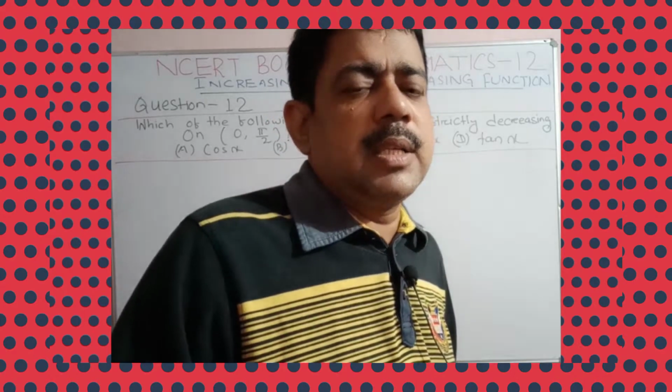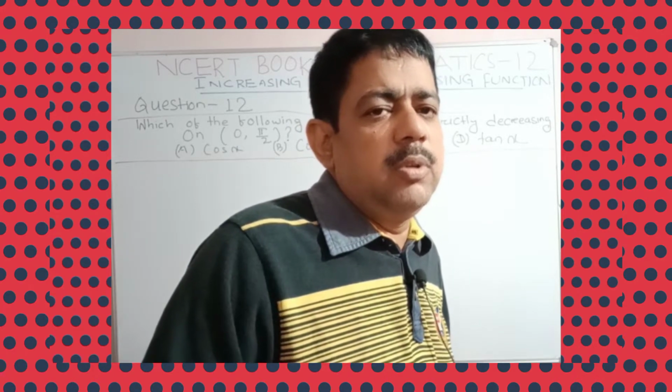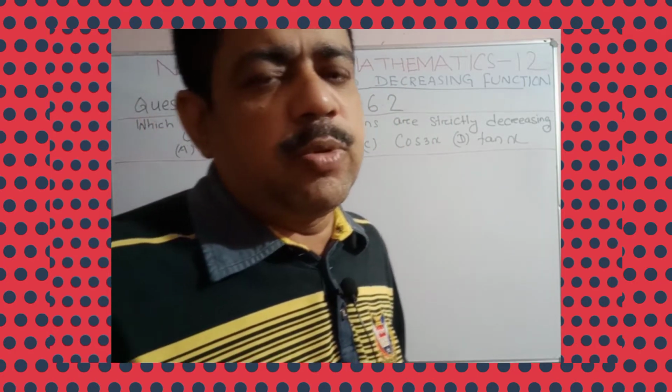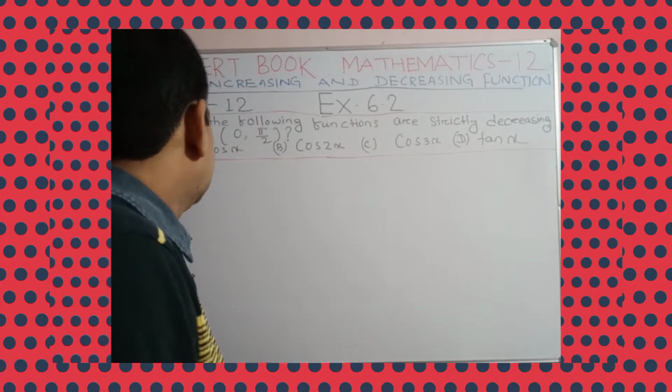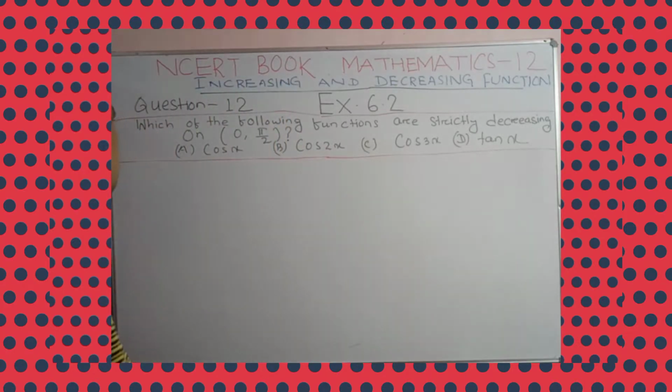Students, in this class I am discussing question number 12 of exercise 6.2 from your NCERT book, Mathematics class 12. Here I am discussing a problem based on increasing and decreasing functions. The question is: which of the following functions are strictly decreasing on the open interval 0 to pi by 2?